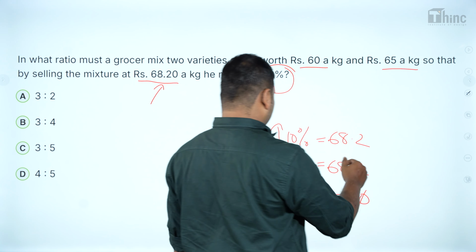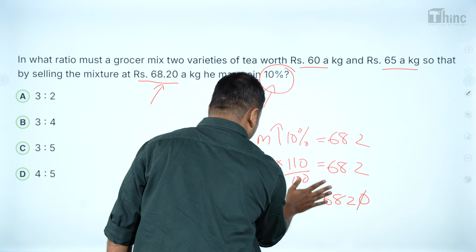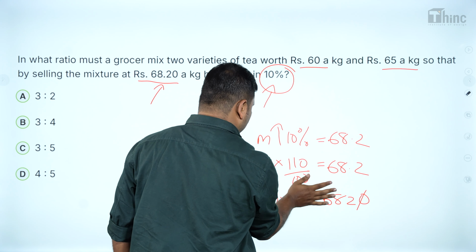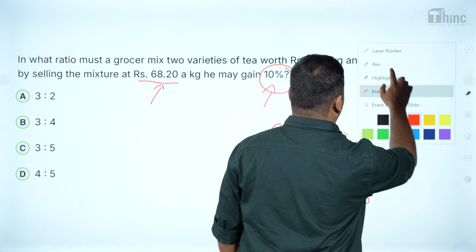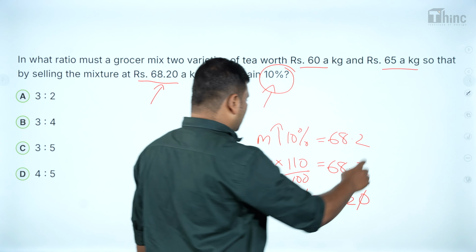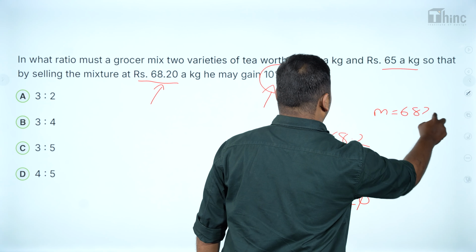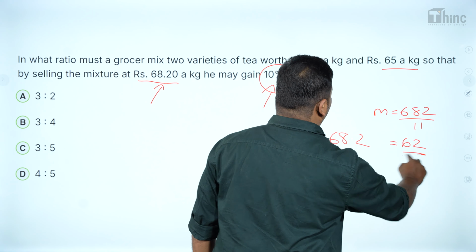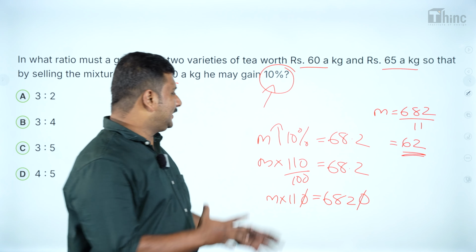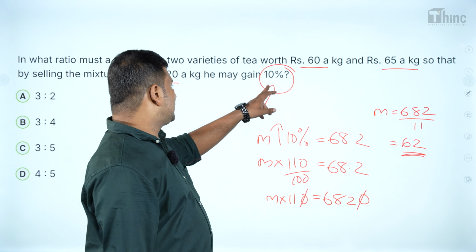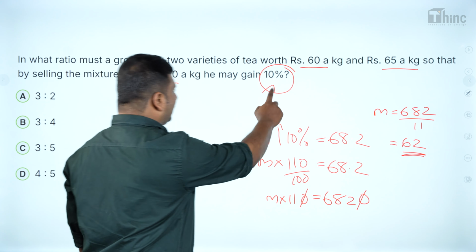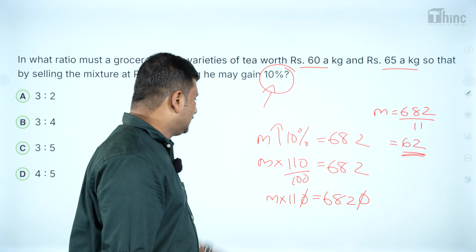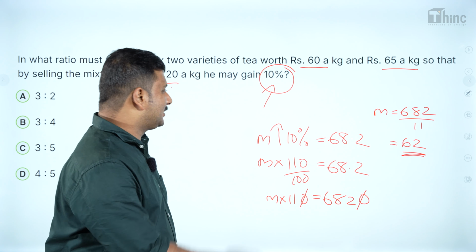So what is the actual M value? It is 682 by 11. So when you do 682 by 11, we have 66, then 22, 2. So the actual mixture price is 62. So we got the M value first of all. So what is given is he's selling the mixture at 68.2 by gaining 10%. So this is not the actual mixture price. Actual mixture price increased by 10% is this. So actual mixture price into 110 by 100 is this. So actual mixture price is 62.